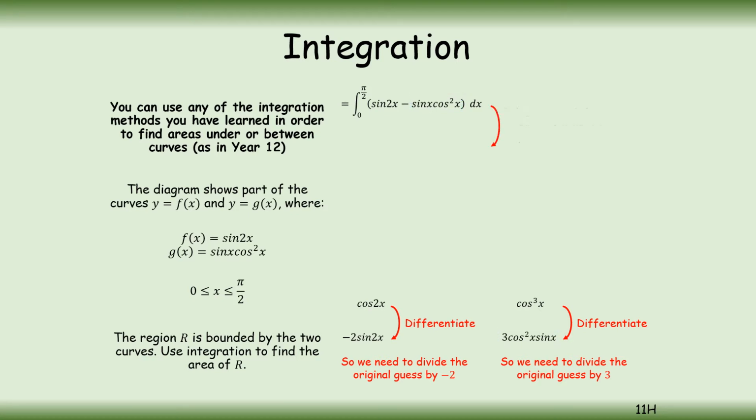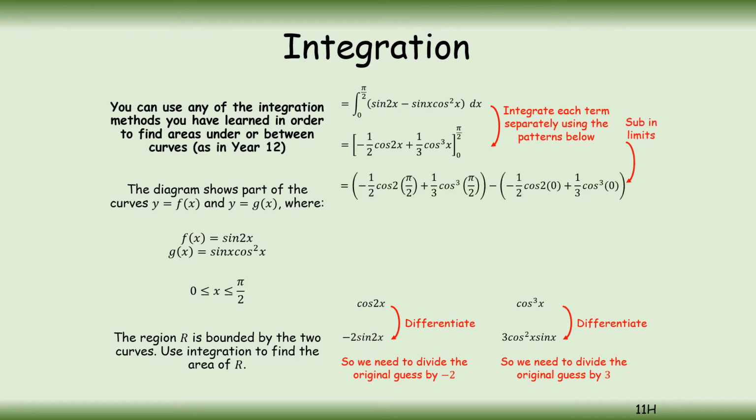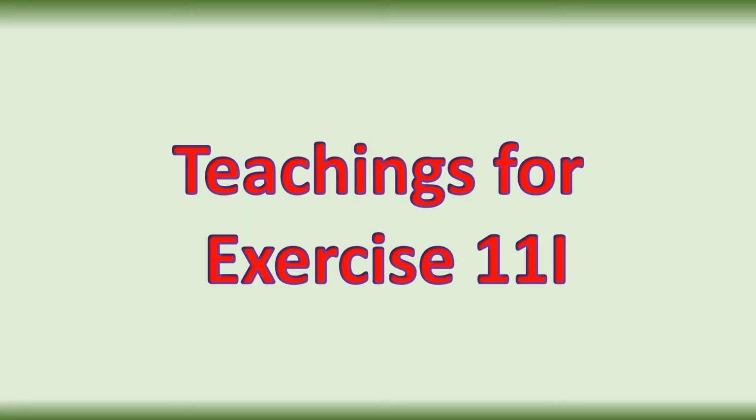So now what we do is substitute this information in there. We say the integration of sine 2x minus sine x cos squared x gives you the following. And we simply just substitute in the limits, which are pi over 2 and 0. Once we substitute the limits, we get 2 over 3.